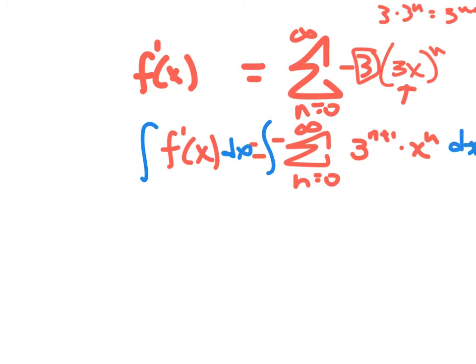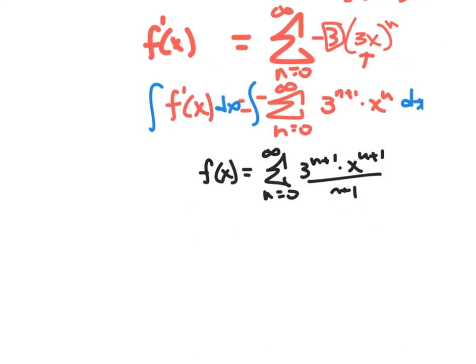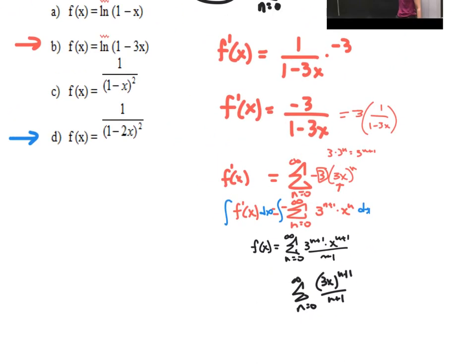So integrating both sides will give me f of x on the left, and on the right, I would get, again, the sum from n equals 0 to infinity of 3 to the n plus 1 times x to the n plus 1 over n plus 1. So right there, you can make that a little bit more compact if you wanted to write 3x to the n plus 1 over n plus 1. That would be just fine as well. But that would represent natural log of 1 minus 3x in power series form.